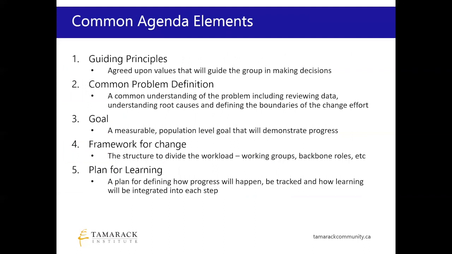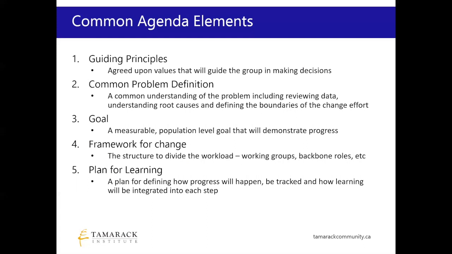And these 5 elements come from some work that the Collective Impact Forum has done around really thinking through the common agenda. And so the first element, when we're working together as a diverse team of community leaders, is that we have to actually land on some guiding principles. So these are really the values that will guide our group in making decisions. And that's almost the first bit of work that we do when we're scoping a common agenda.